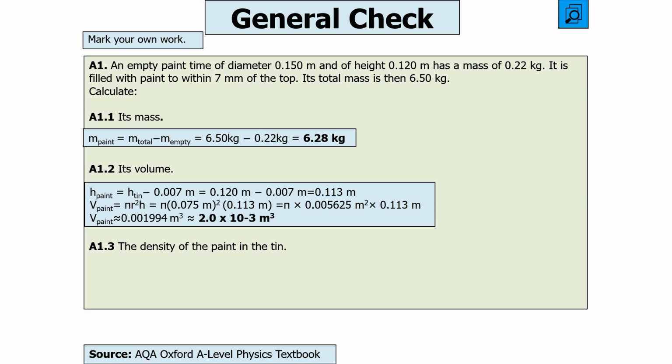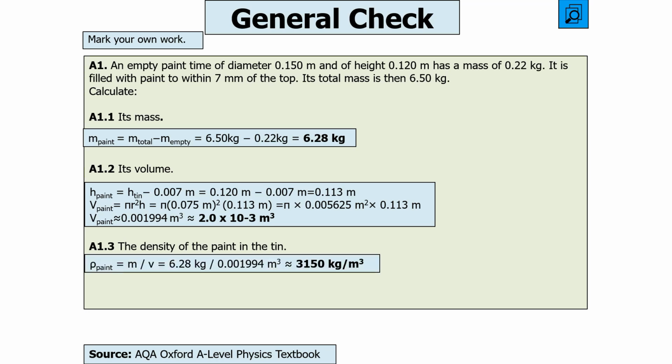Now finally, what's the density of the paint in the tin? Well, we know the mass to be 6.28 kilograms. We know the volume of the paint to be 2 times 10 to the minus 3 meters cubed. So you work it through to be 3,150 kilograms per meter cubed.